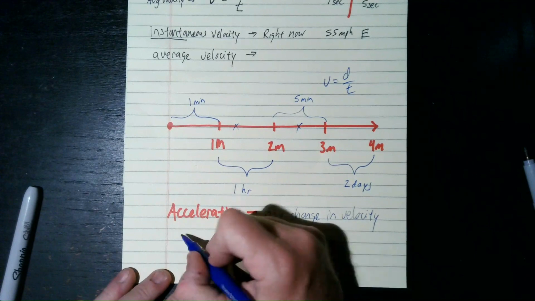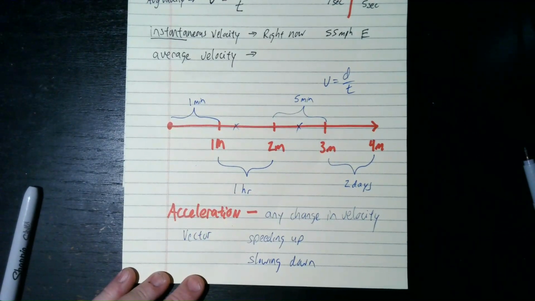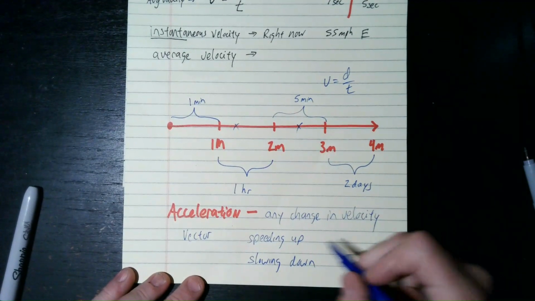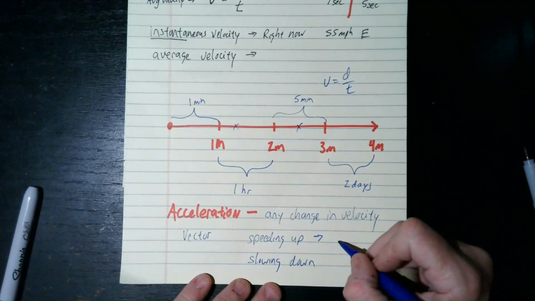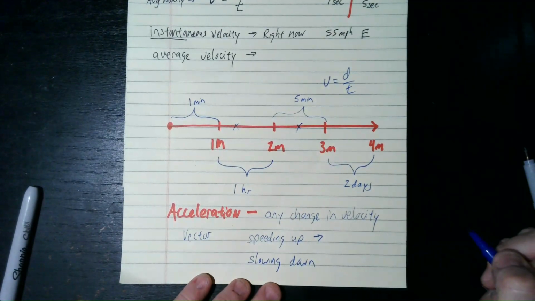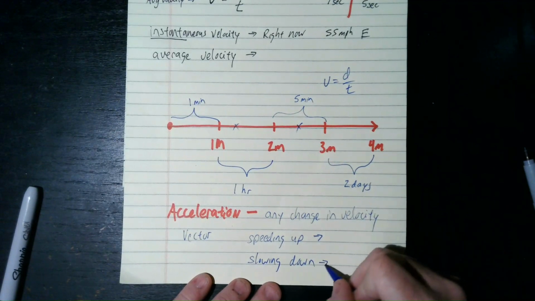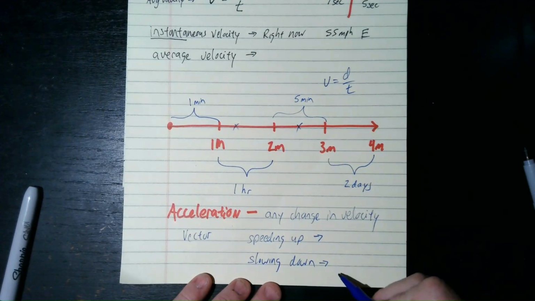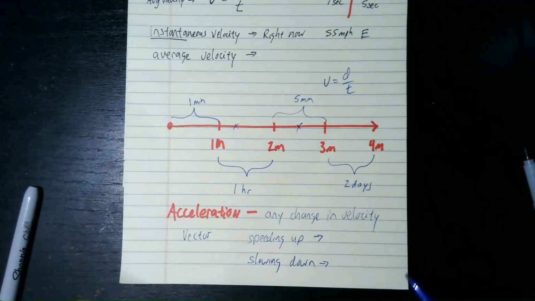Acceleration is a vector. It works in a particular direction. If you are speeding up, the acceleration and the velocity have the same direction. If you are slowing down, velocity and acceleration are working opposite one another. They're vectors that are canceling each other out a little bit.